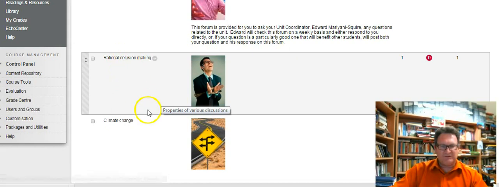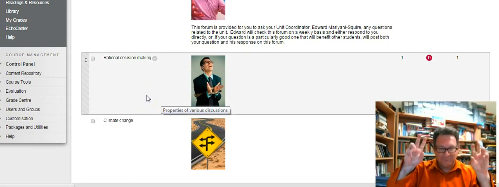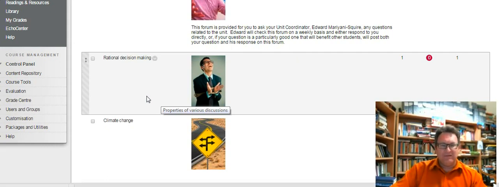So rational decision making, there's a few little situations there which I ask you to think about in terms of rational decision making. And that implies that you need to know what rational means in terms of standard economic theory.